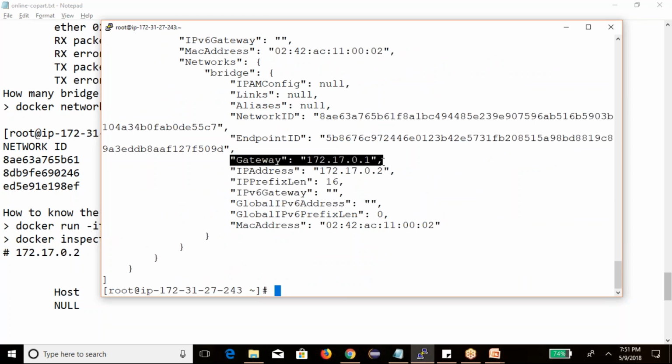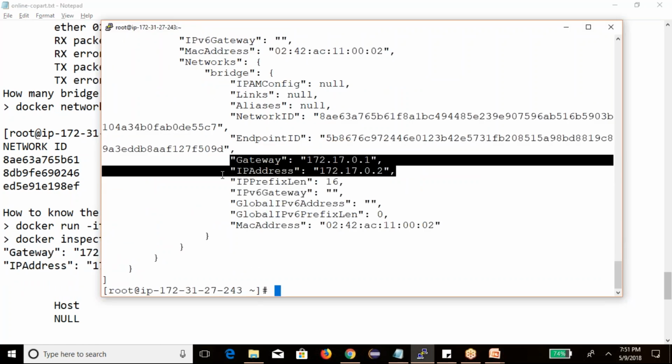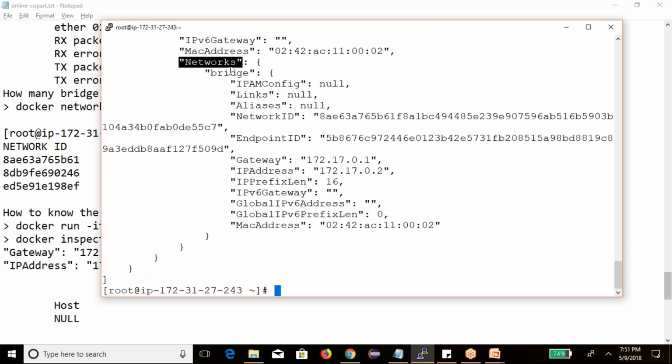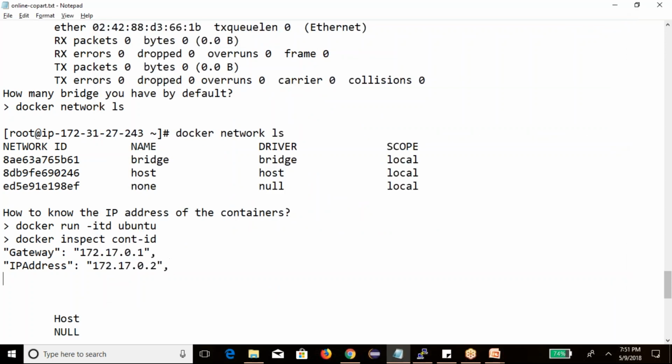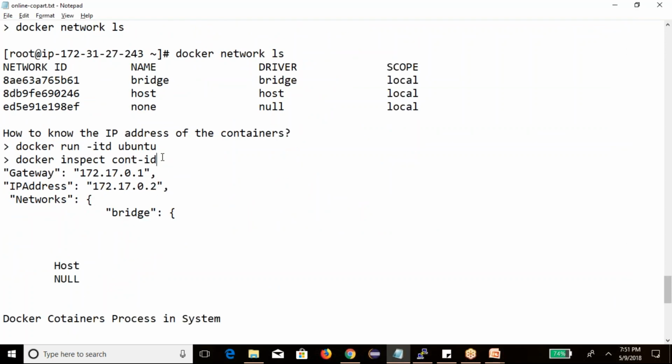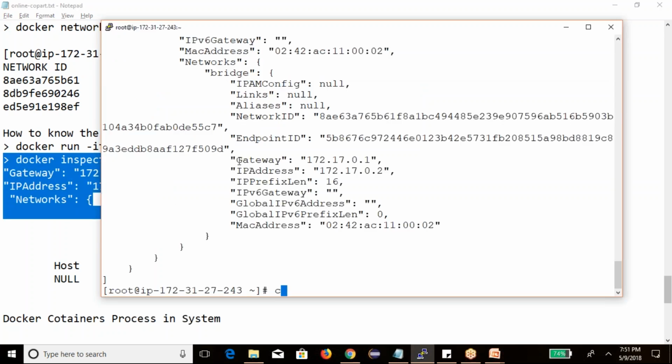Okay. Now let's figure it out. The gateway IP address is this one. Let's put it up here just for the notes. This is the one which you get. Now look at the bridge. Here the network is bridge. The name of the network is bridge. This is an important value. Okay. So here, if you describe this container, the gateway is here, the IP address is here, and the network is bridge.